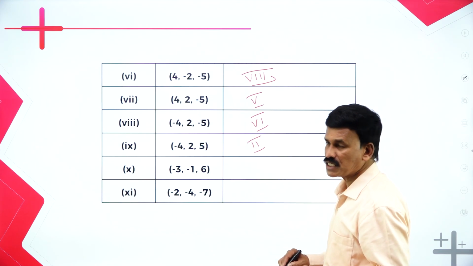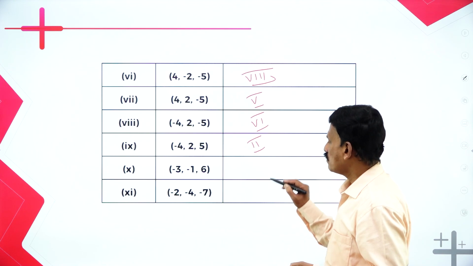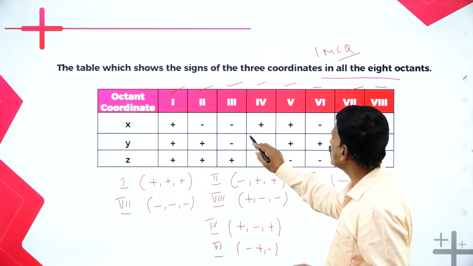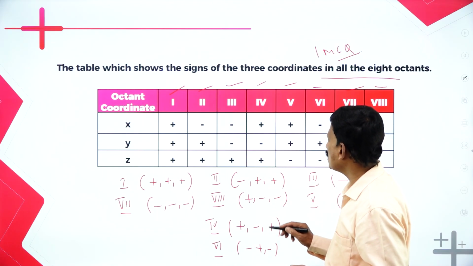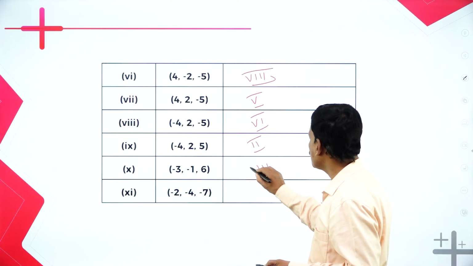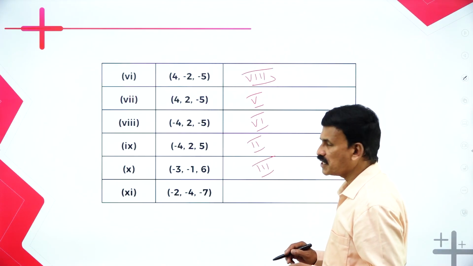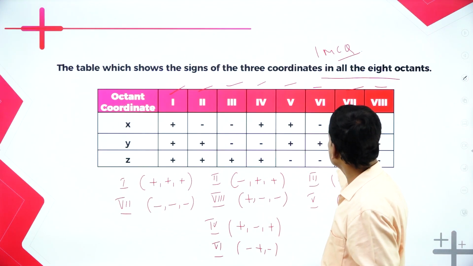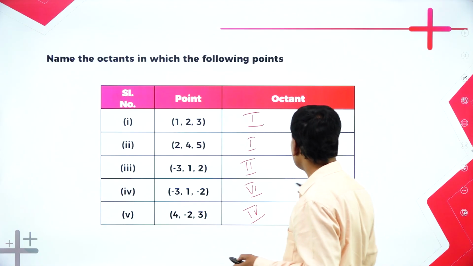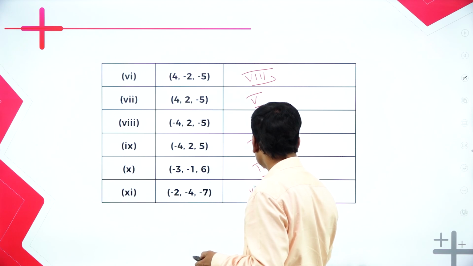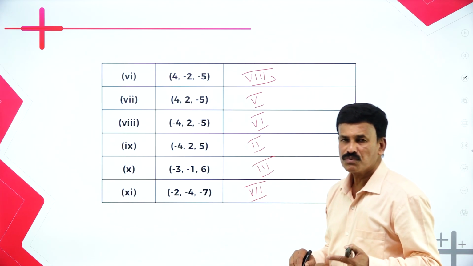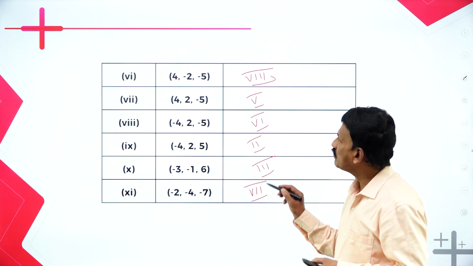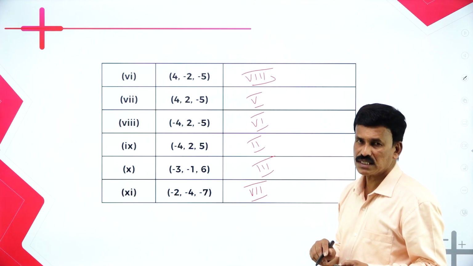So x is negative, y is negative and z is positive, means it is in the third octant. So we are going to get it in the third, and all are negative. As I told, all are negative is in the seventh octant. In seventh octant, all are negative, minus and minus. So this is how we are going to write the octant for the given points x, y and z.